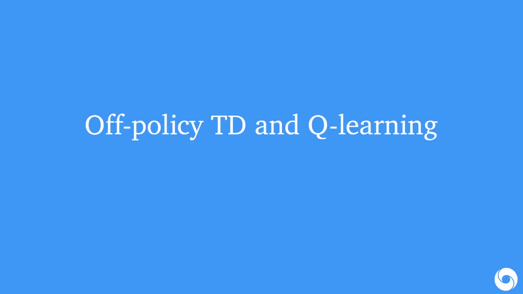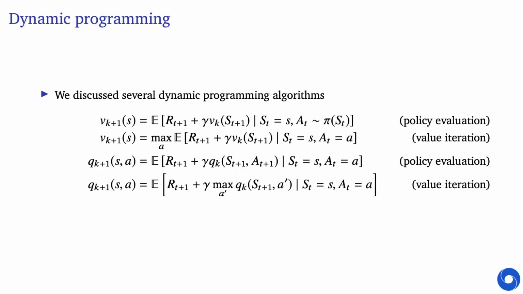Before we go into explaining what off-policy TD and Q-learning are, I'm first going to recap briefly from the dynamic programming lecture that there are different ways to find the value of the optimal policy. Specifically, we talked about these 4 different algorithms on the slide, where there are 2 algorithms here for policy evaluation. And we've just discussed how we could use policy evaluation in policy iteration if we interleave the policy evaluation with a policy improvement step.